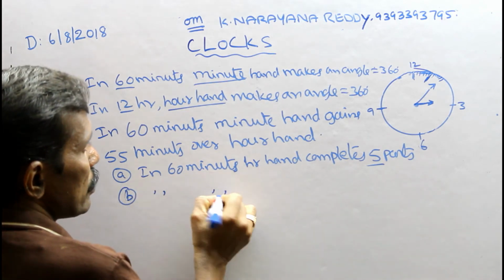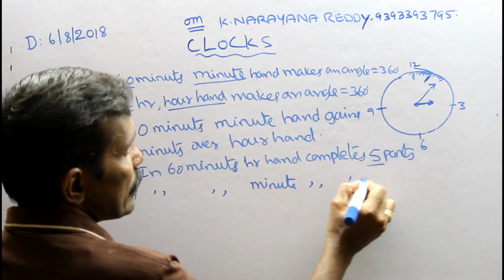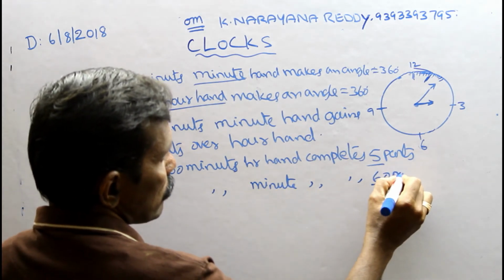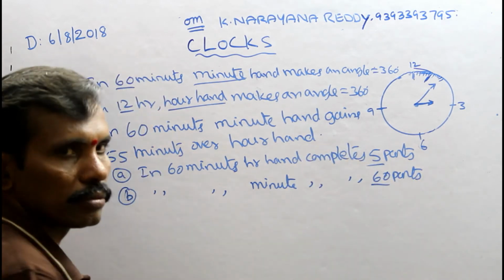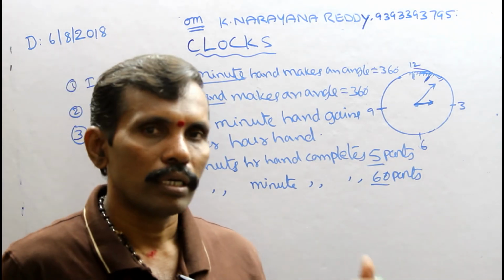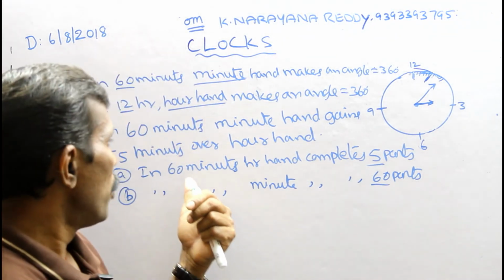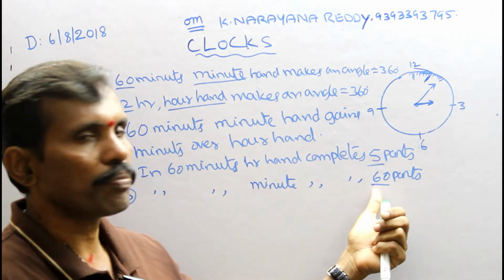In 60 minutes, the minute hand completes 60 parts. This is the most important point which I have observed. So, in 1 hour, 60 minutes, the hour hand completes 5 parts, and the minute hand completes 60 parts.